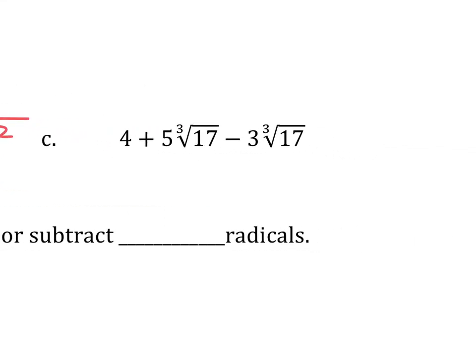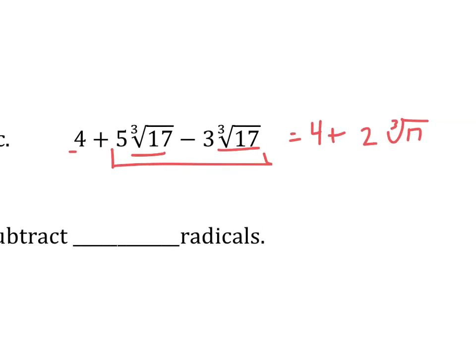How about these here, all right? Can we add these? Well, we got the cube root of 17. I sure don't know what the cube root of 17 is, but I know that whatever it is, I have 5 of those minus 3 of those. So here we can combine these, and that's going to give us 2 times whatever the cube root of 17 is. And then we've got this 4, and that cannot be combined because it doesn't have a cube root of 17. All right? So we have 4 plus 2 times the cube root of 17.